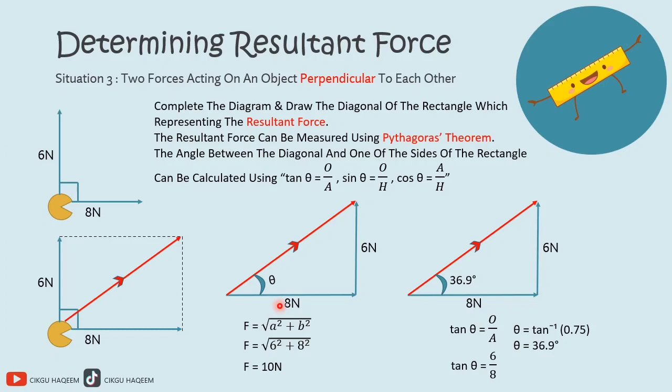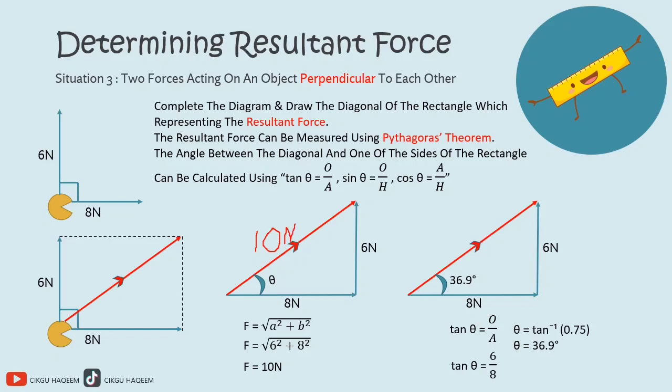Alright, so there are two forces here. We can substitute in the Pythagoras theorem formula. Okay, a squared represents 6 Newton, and b squared represents 8 Newton, and then you square root the 100, you can get 10 Newton. Alright, so the resultant force here is 10 Newton. So this is how you find the resultant force on objects that are exerted by two different forces which are perpendicular to each other.